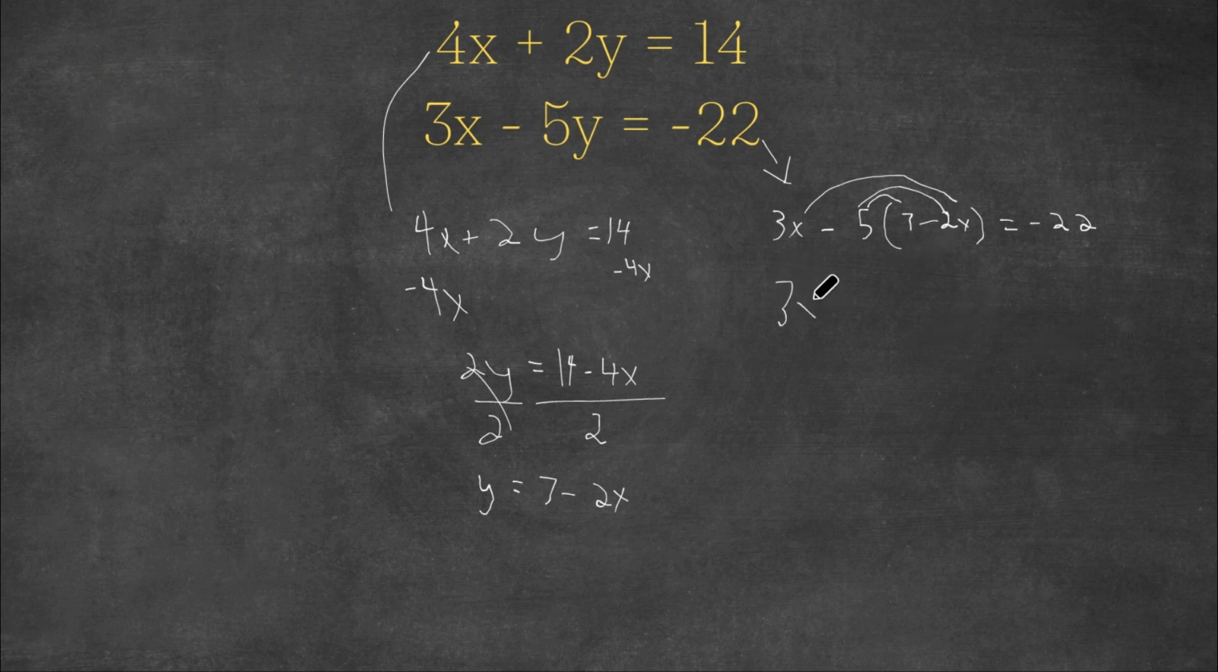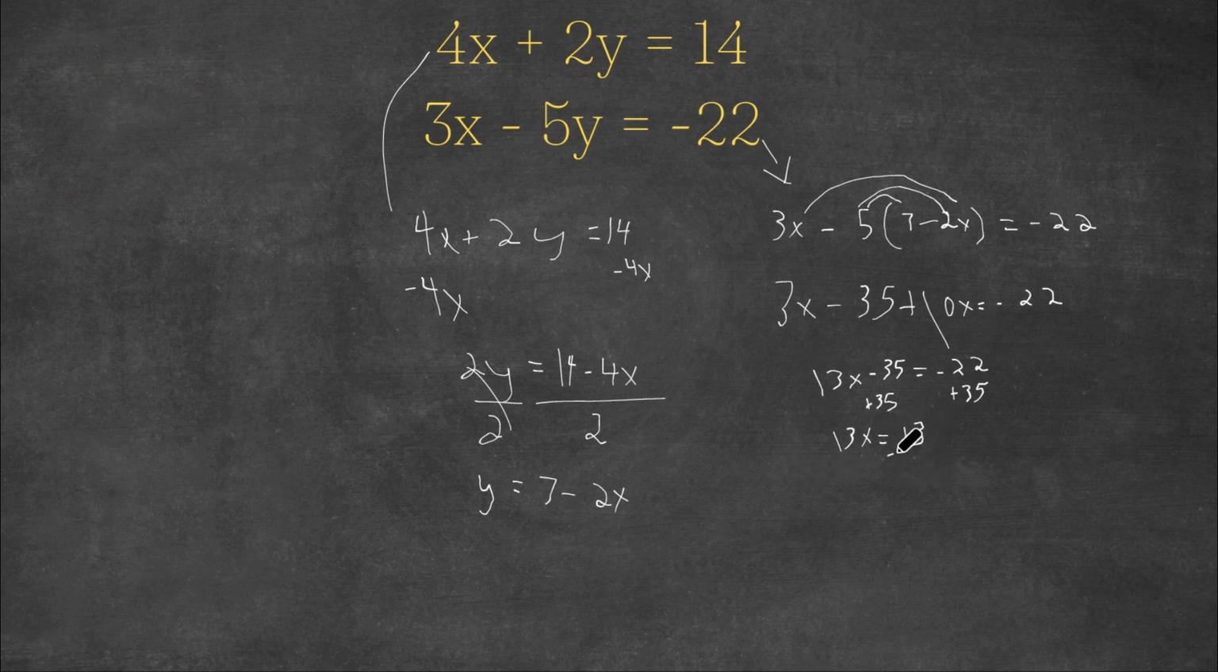So this gives us 3x minus 5 times 7 is 35. And negative 5 times negative 2x is positive 10x equals negative 22. Now 3x plus 10x is 13x minus 35 is equal to negative 22. Now, if we add 35 on both sides, we get 13x is equal to 35 minus 22 is 13.